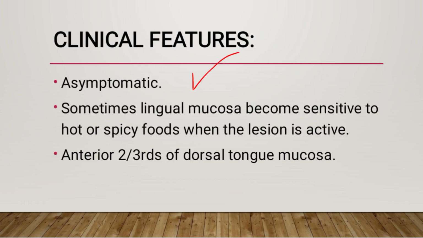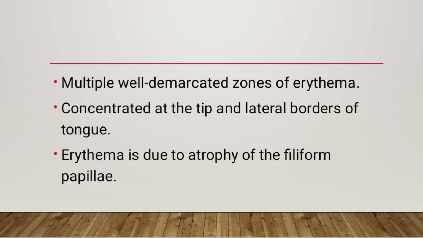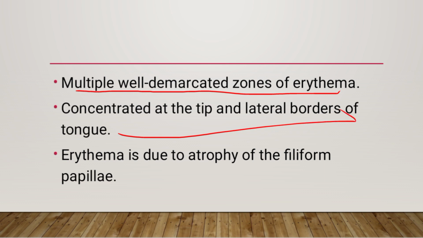The patient is asymptomatic, and usually the lingual mucosa is sensitive to spicy foods when the lesion is present or active. It is present on the dorsal two-thirds of the tongue. You have seen there are multiple well demarcated zones of erythema on the tip or lateral borders of the tongue. In hairy tongue, it was present in the midline of the tongue anterior to the circumvallate papillae, leaving the lateral and anterior borders. The erythema is due to atrophy of the filiform papillae, whereas in hairy tongue the filiform papillae were hypertrophic.